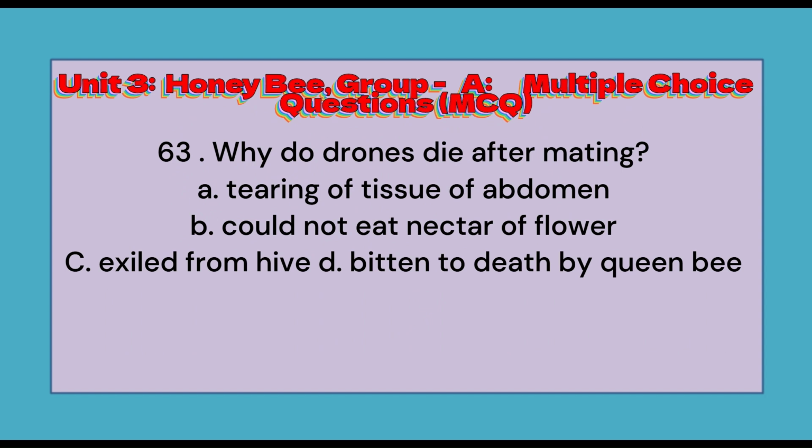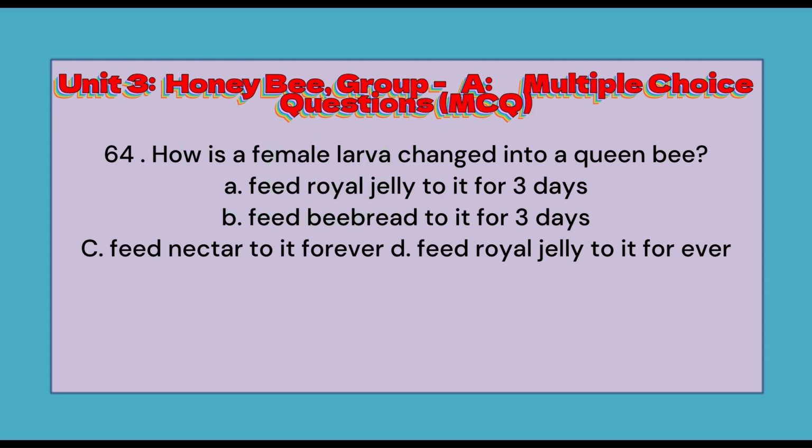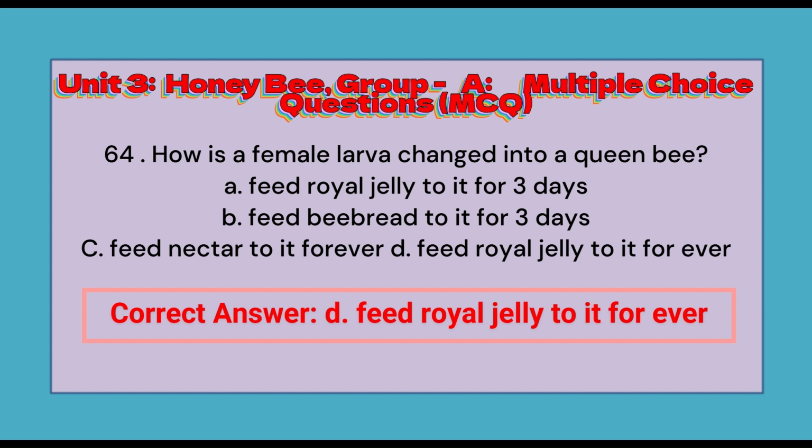63. Why do drones die after mating? A. Tearing of tissue of abdomen. B. Could not eat nectar of flower. C. Exiled from hive. D. Bitten to death by queen bee. Correct answer: A. Tearing of tissue of abdomen. 64. How is a female larva changed into a queen bee? A. Feed royal jelly to it for 3 days. B. Feed bee bread to it for 3 days. C. Feed nectar to it forever. D. Feed royal jelly to it forever. Correct answer: D. Feed royal jelly to it forever.